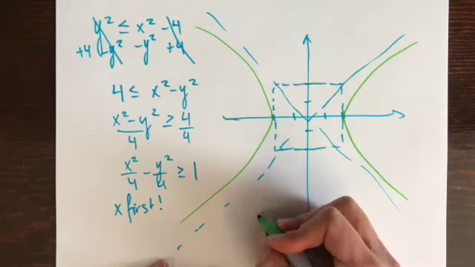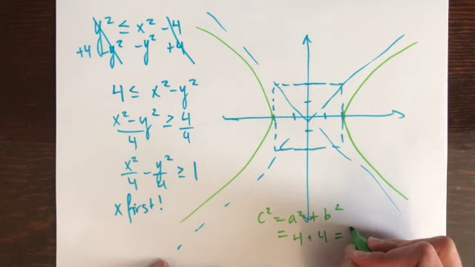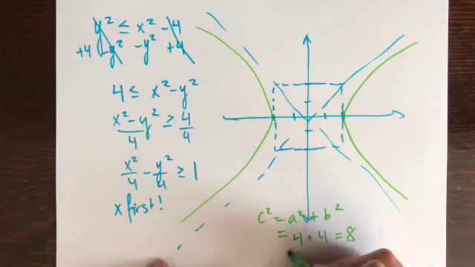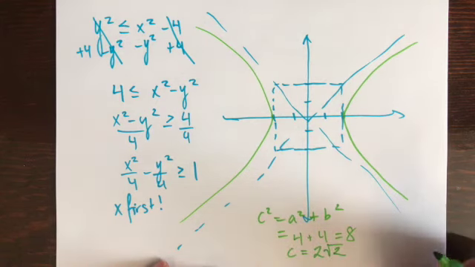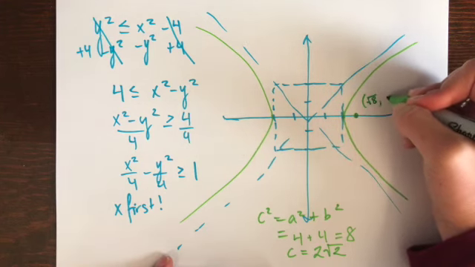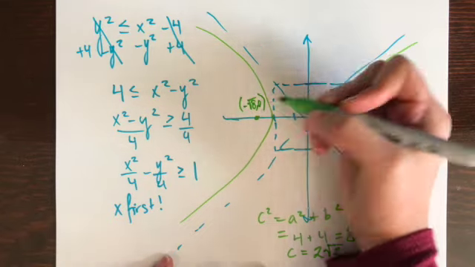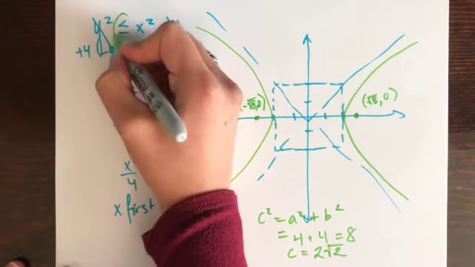And lastly, I'm going to figure out what my foci are. c squared is equal to a squared plus b squared, which is 4 plus 4, which is 8. And therefore c is equal to 2 root 2, and I would graph that. That's the point (2 root 2, 0), or root 8, and then (negative 2 root 2, 0), or negative root 8.